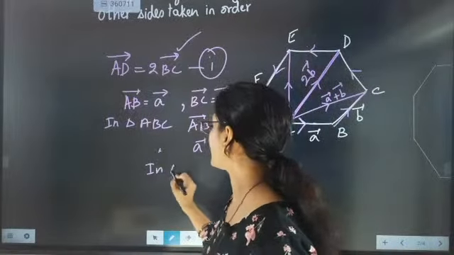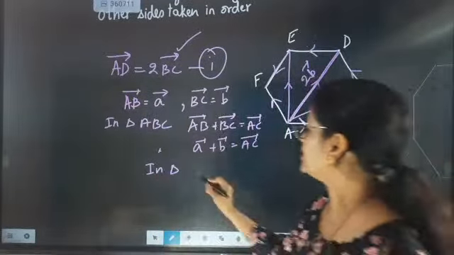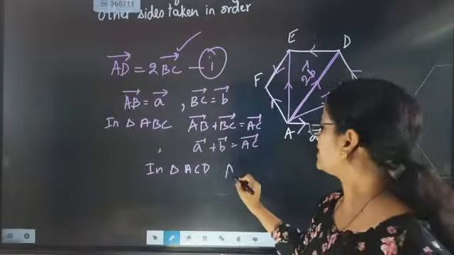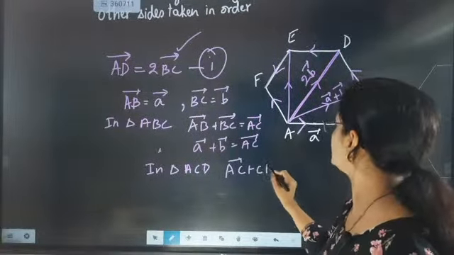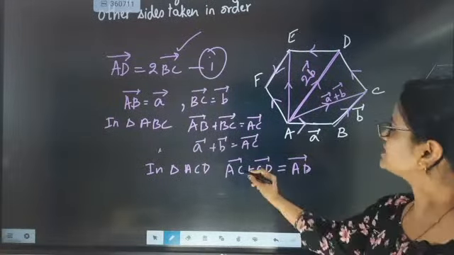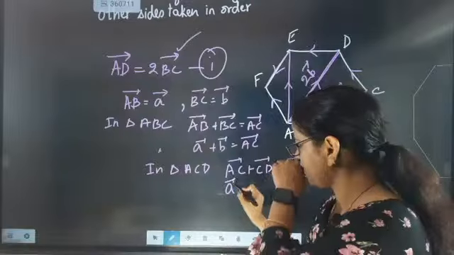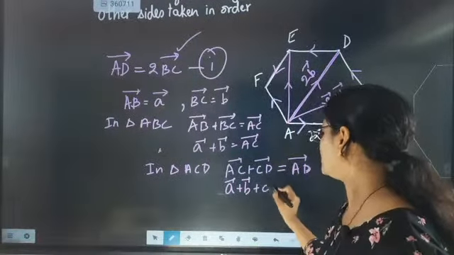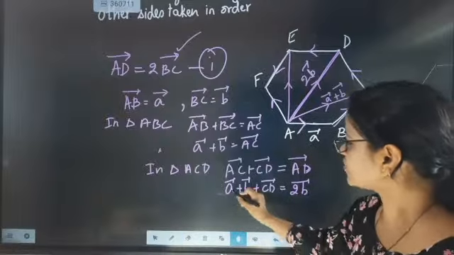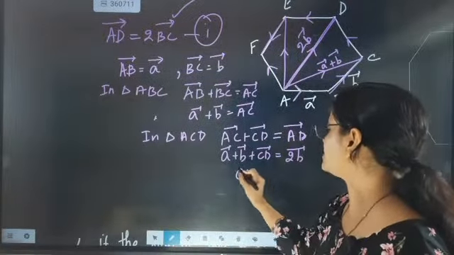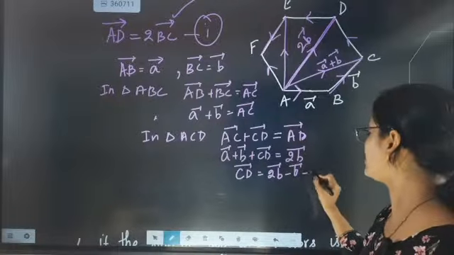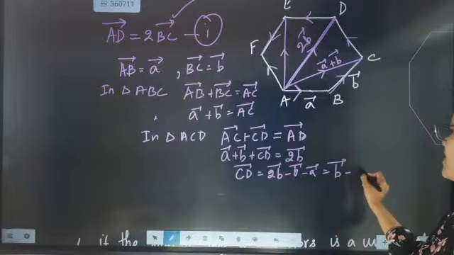So in triangle ACD, again we will follow the arrow: AC vector plus CD vector will be equal to AD vector. Now AC vector is what? A vector plus B vector. Now CD vector we have to find. AD is coming as 2B vector. Shift this one, and you are going to get CD vector as 2B vector minus B vector minus A vector. So it is coming as B vector minus A vector.